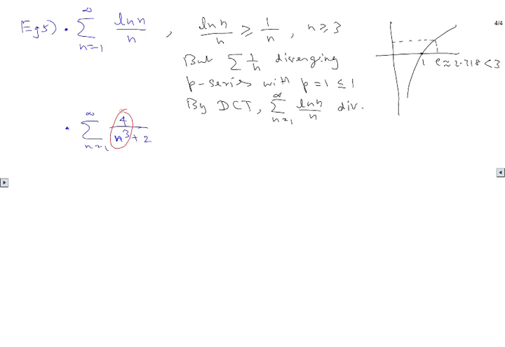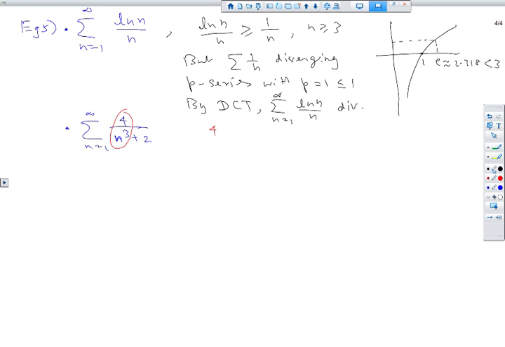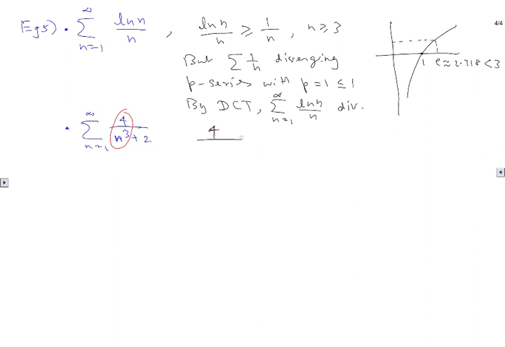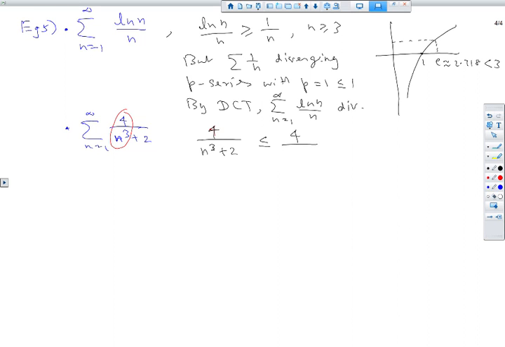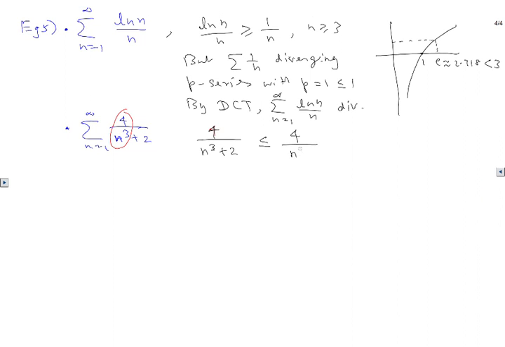So you try to compare it with the p series. What we're going to do is write this: 4 over n cubed plus 3 is less than or equal to 4 over n cubed. Because if you add something to the denominator, it goes smaller. So this is true, and the other side gives us a p series.